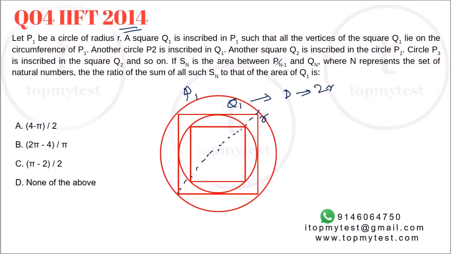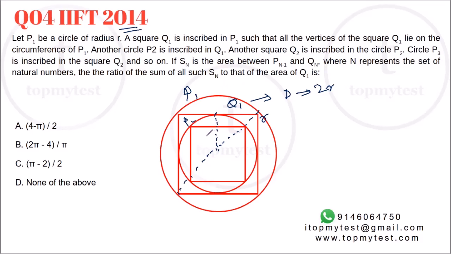Another circle P2 is inscribed in Q1. So this is P2, inscribed in Q1. Now, can you relate the radius of this circle with the radius of the original circle? Yes, we can. Let's see.